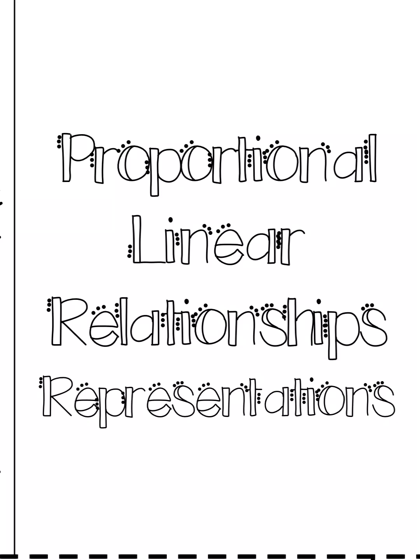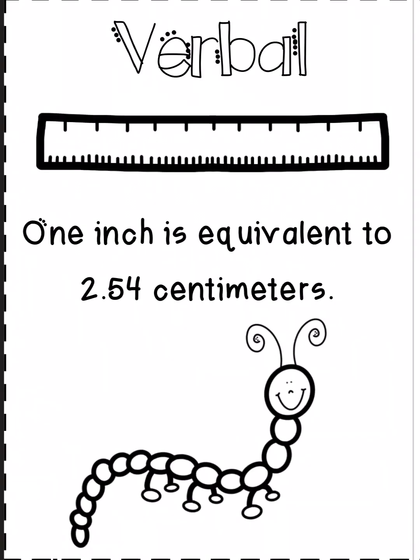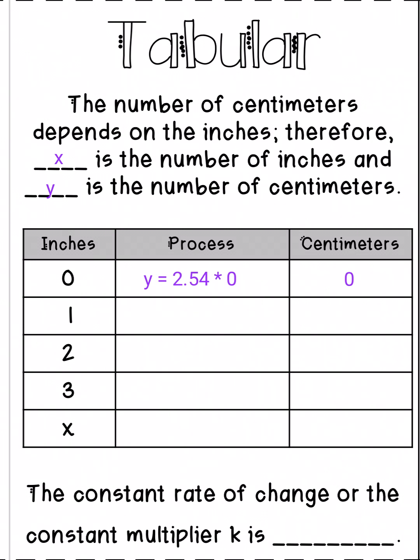Today we will learn how to represent proportional linear relationships in different forms. Verbally, we might say that 1 inch is equivalent to 2.54 centimeters. We know that the number of centimeters depends on the number of inches. Therefore, x is the number of inches and y is the number of centimeters. We are given the fact that 1 inch is 2.54 centimeters.